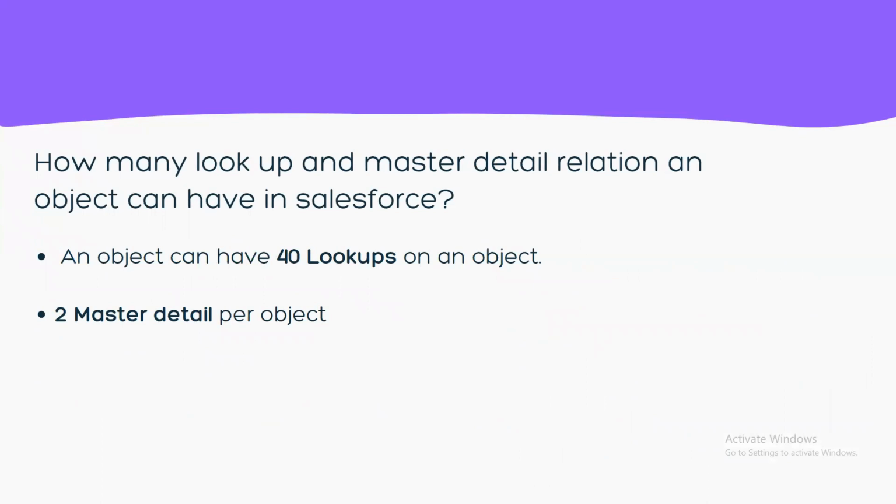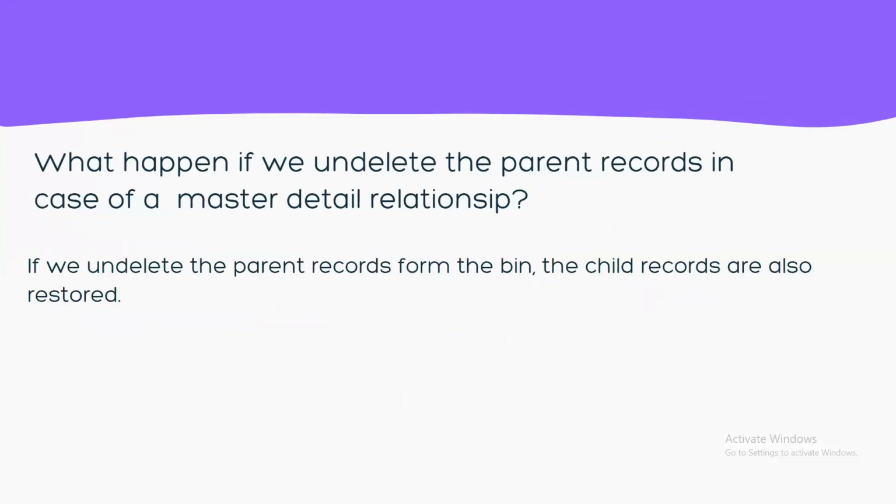How many lookup and master detail relationships can an object have in Salesforce? An object can have 40 lookup relationships, and two master detail relationships can be present on an object. That's the limit. What happens if we undelete the parent record in case of master detail relationship? I have already told, if we undelete the parent record from the bin, the child records are also restored.